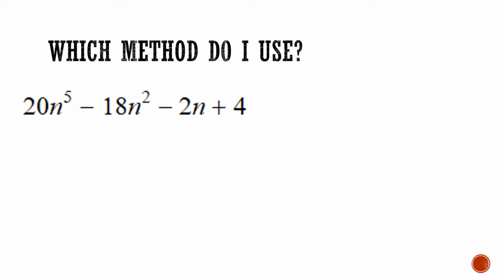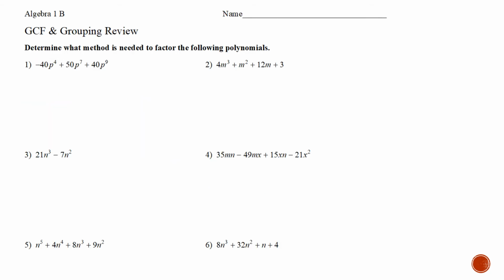Okay, take a look at this one. Which method do I use? Well, there are 4 terms again, so maybe it's grouping, but I do need to check for a GCF. So they do not all have the variable. But when I look at the numbers 20, 18, 2, and 4, they are all even, so I know that I could factor out a 2. So this one is greatest common factor. I would use the greatest common factor method for that problem.